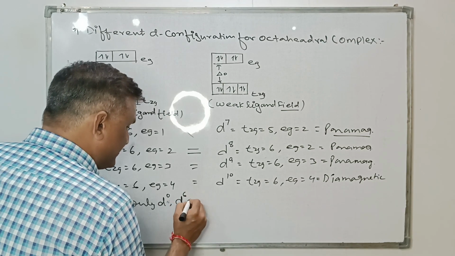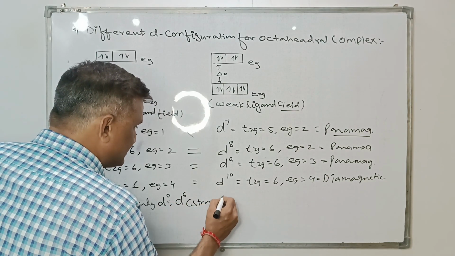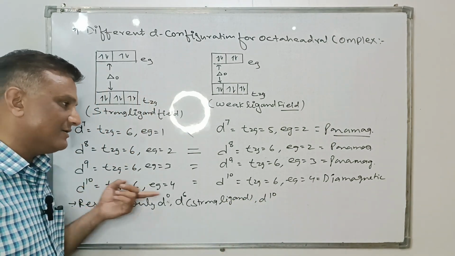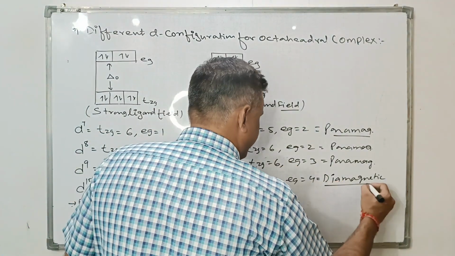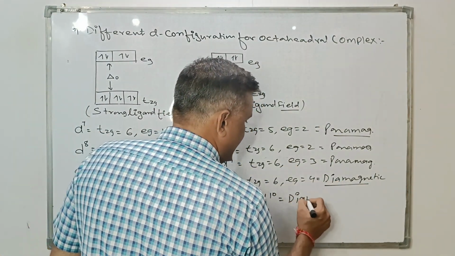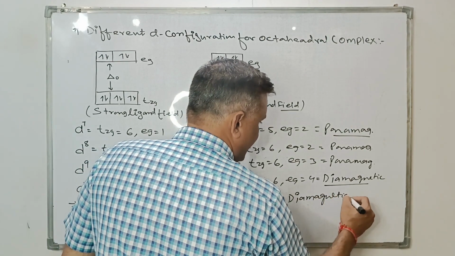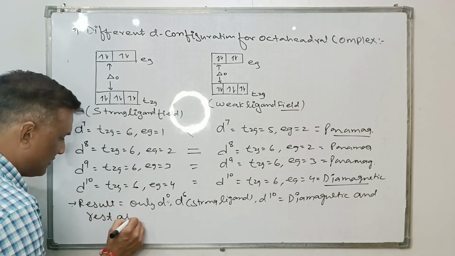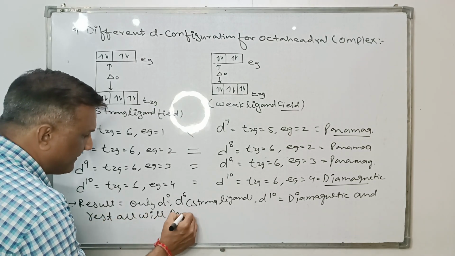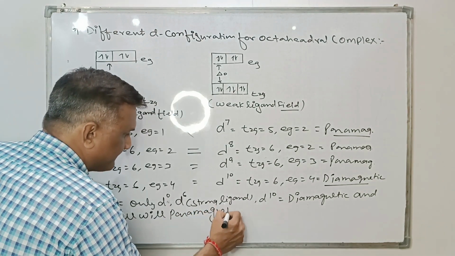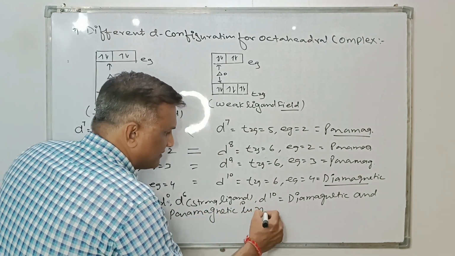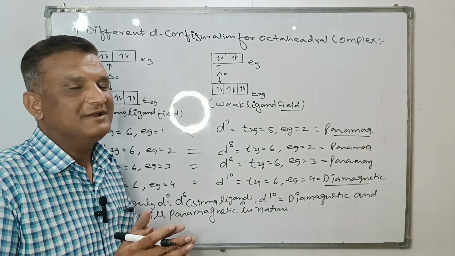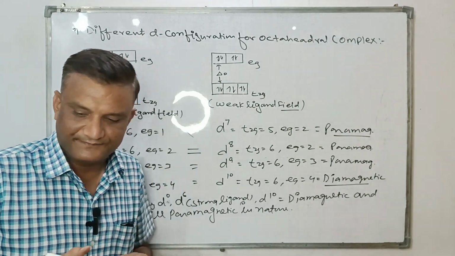D6 when it is a strong ligand, we have discussed, and D10, whether it is a strong ligand or a weak ligand, will be diamagnetic, and the rest all will be paramagnetic in nature. So this was regarding the different electronic configurations of octahedral complexes.